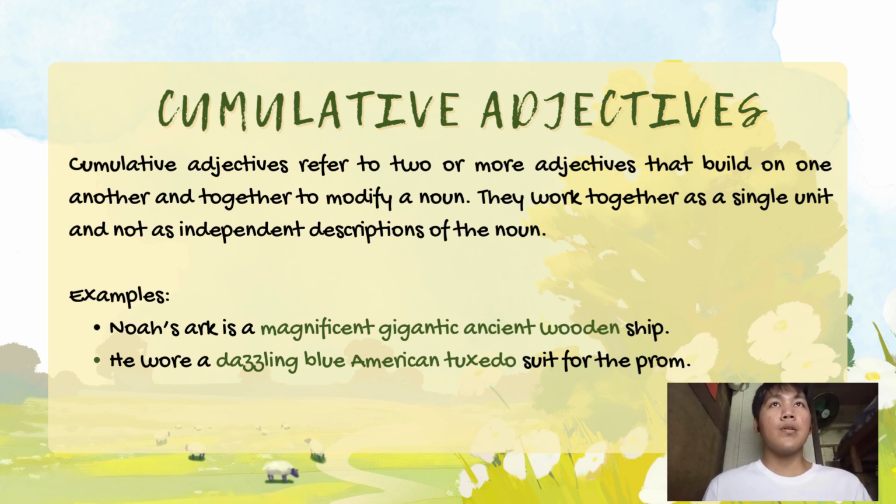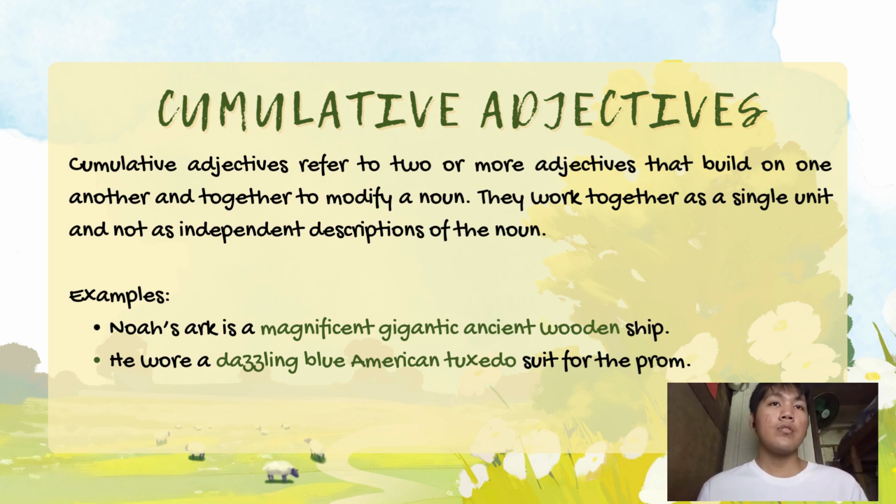So for examples, Noah's Ark is a magnificent, gigantic, ancient wooden ship. And for a second example, he wore a dazzling blue American tuxedo suit for the prom. So notice that in both of our examples, we use multiple adjectives that kind of accumulate. So you cannot remove or rearrange any of these adjectives without changing or modifying the meaning of the noun or making the phrase sound unnatural.